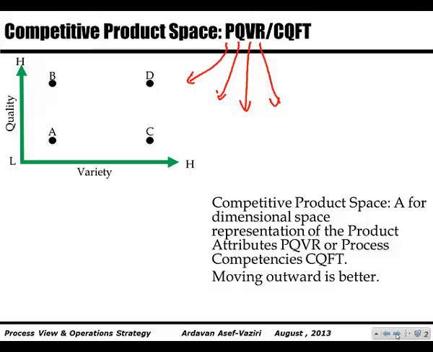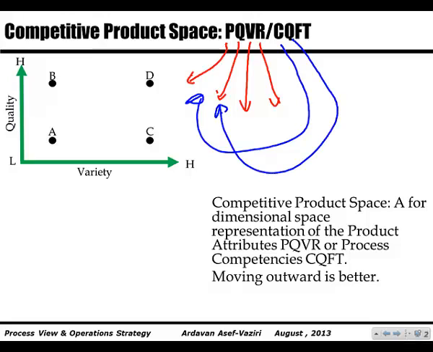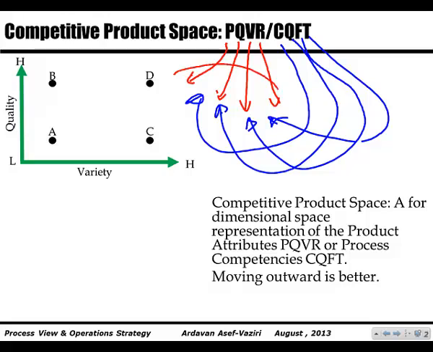Firms need to define process competencies in four-dimensional space of cost, quality, flexibility, and flow time to match these requirements. Product attributes and process competencies are defined in a four-dimensional space.